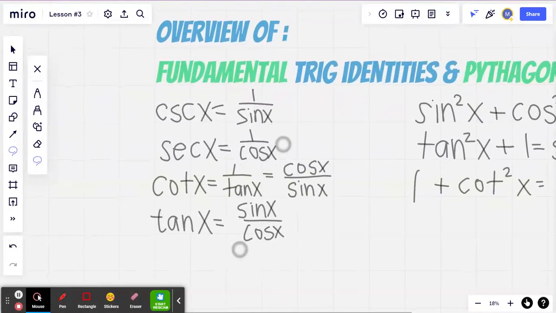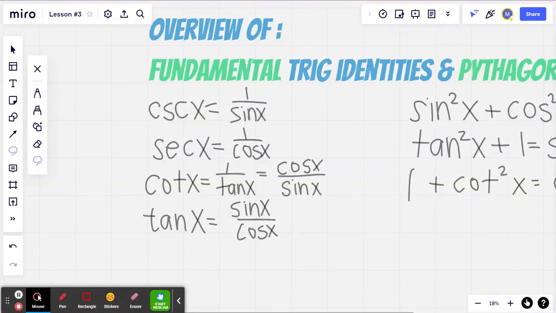So the first part we'll be going over are the fundamental trig identities. In other words, these identities are very, very important to remember. The first one we have is cosecant x is equal to 1 over sine x. The second one we have is secant x is equal to 1 over cosine x. And the third one we have is cotangent x is equal to 1 over tan x. However, we know that tan x is the same as sine x over cosine x. Therefore, if we see cotangent x and we need to turn it into terms of cosine and sine, we know that we can take the reciprocal of tan x, which would be cosine x over sine x, since cotangent x is equal to 1 over tan x.